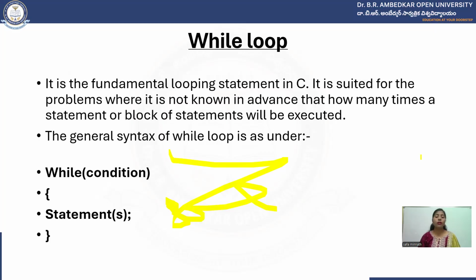Now see the syntax: while condition, statement. If you remember how we write the if condition, there is no looping, no iteration, just a normal sequence. But in this we have iteration. Iteration means the condition is repeatedly checked and the statements are repeatedly executed until the condition becomes false.